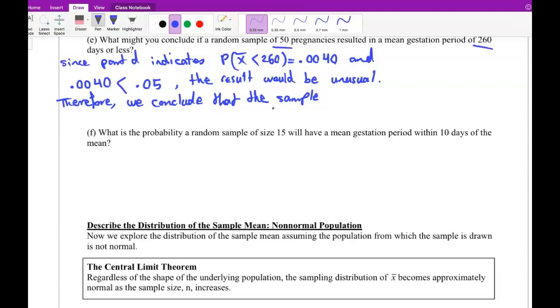Okay. So the population, for this population, the mean was 266.